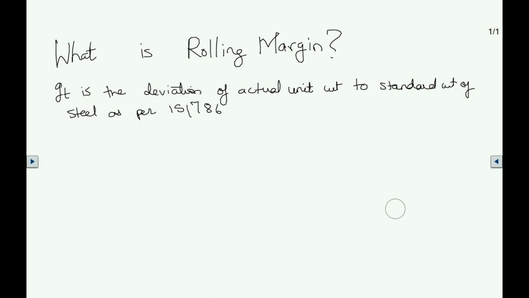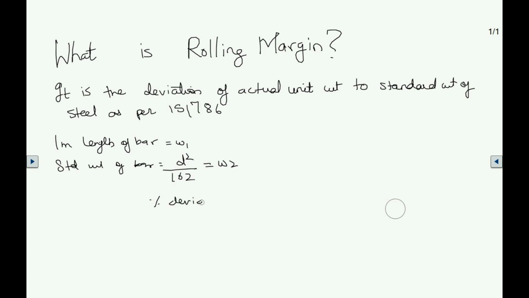So let's see what the unit weight is. Unit weight is the weight of 1 meter length of the bar. If the weight of 1 meter length of bar is W1, the standard weight of bar is given as D square by 162, and let's say this is W2. Now the percentage deviation will be W1 minus W2 upon W1 into 100. This is the percentage deviation given in the IS code, and the tolerance limits are also given. It can be a negative or a positive percentage deviation.